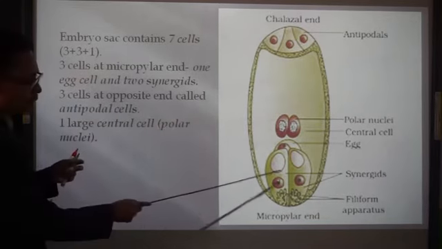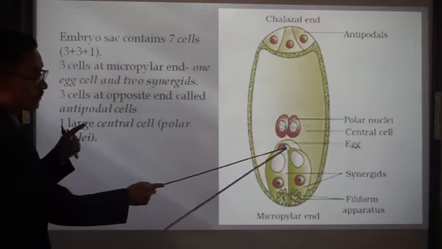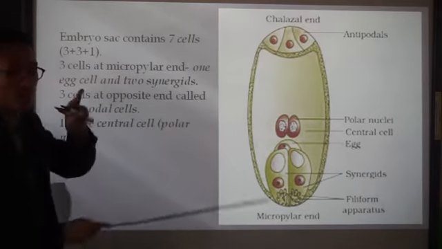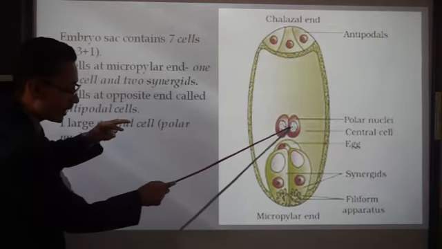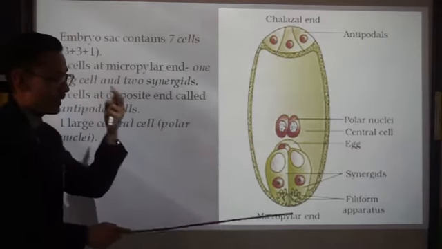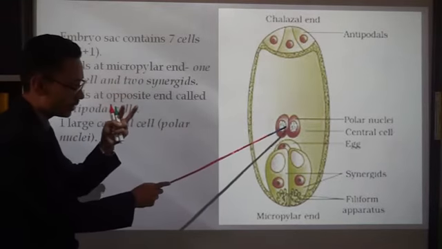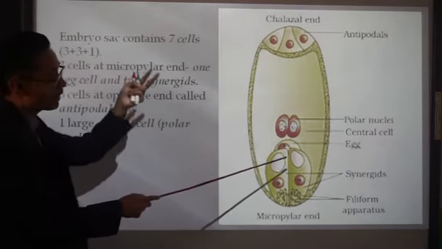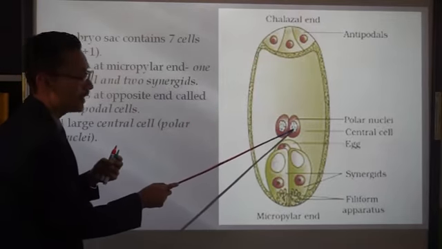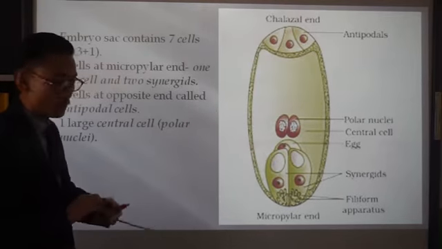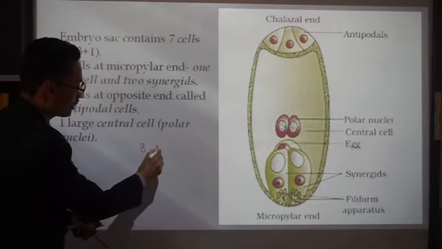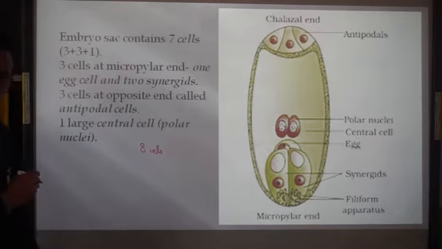You can see over here 1, 2, 3 cells. On the opposite side, 1, 2, 3 cells. So 3 plus 3 will be 6. And at the center, look over here carefully, we will find 2 cells. How many cells are there? There are 2 cells. And when we count, it will be 1, 2, 3, 4, 5, 6, 7, and 8. We are finding how many cells inside the embryo sac? We are finding 8 cells inside the embryo sac, right?